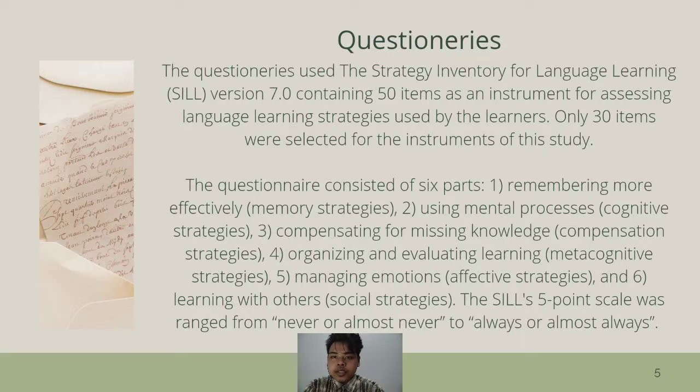And then the questionnaire consisted of 6 parts. The first one is remembering more effectively, or memory strategies. Second, using mental processes, or cognitive strategies.